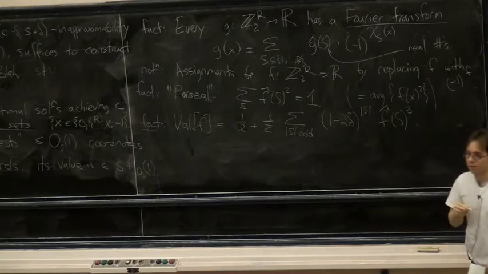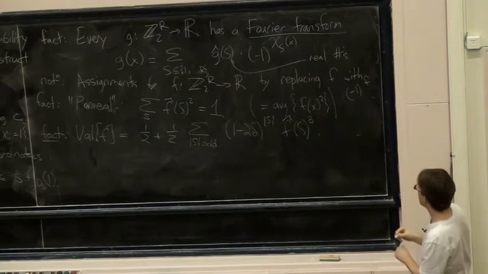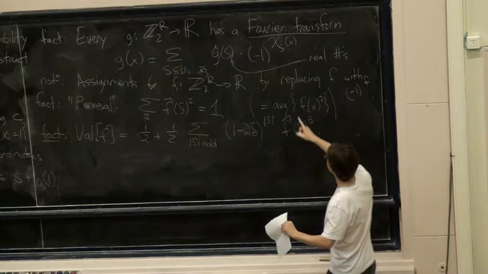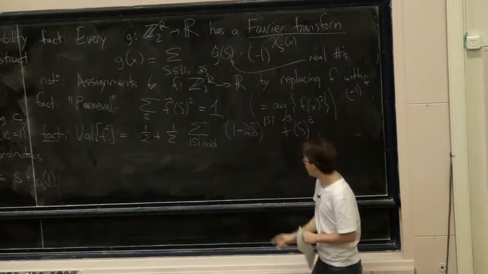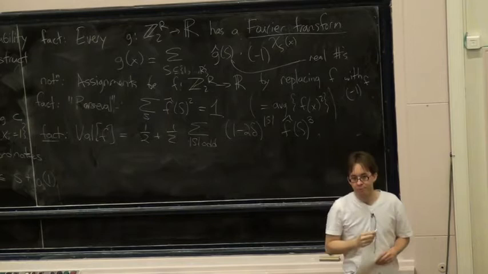And we can again check that this is in accordance with our fact about the value of a particular character. If f happens to just be a character, chi_S, then all of its Fourier coefficients are 0, except for the one associated with that character, which will be 1. So all of these summands will be 0, except there'll be (1 minus 2 delta) to the cardinality of S if S is odd. Otherwise, you'll have nothing in this sum. So I'm afraid you'll have to take my word on it for this formula.